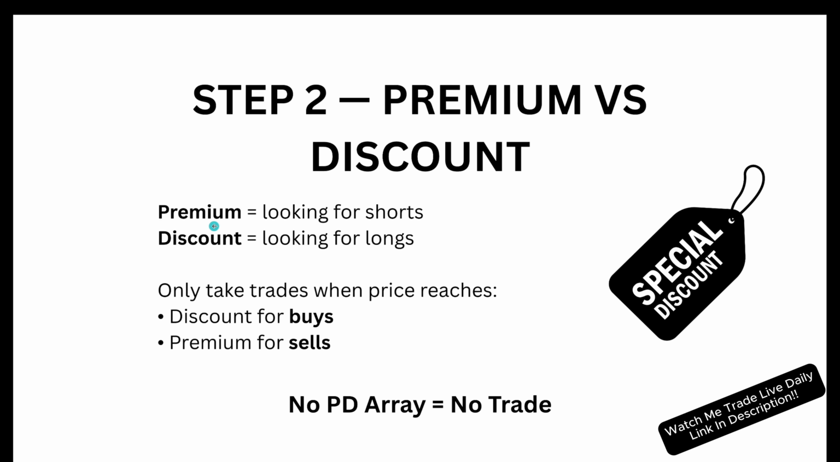In premium, you are simply looking for shorts, and in discount, you are looking for longs. To get your premium and discount, to know where you are within your range, you simply anchor your fib from the current dealing range high down to the current dealing range low, and anything above 50% of that price range is your premium, and anything below 50% of that price range is a discount. Smart money never goes short in a discount, and they never go long in a premium.